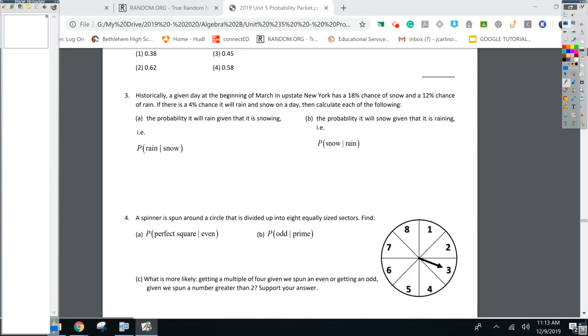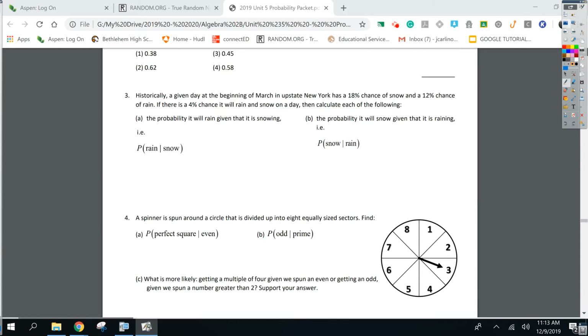Okay, here you go. First one, part A, probability it rains given it's already snowed. So given that it's already snowed should go on the bottom. As you read through the problem, what are the chances that it snows? 18%, right? So I can keep 0.18 on the bottom, because that's what was given. On top would be rain and snow, the chances. So rain and snow, we have 4%. So 0.04, and then I calculate it that way.